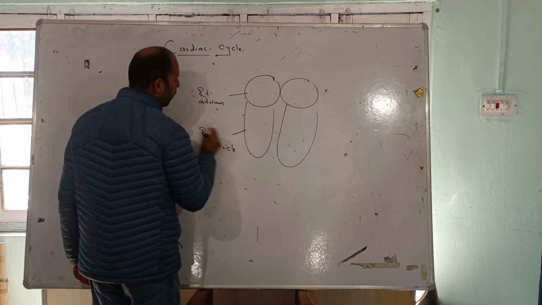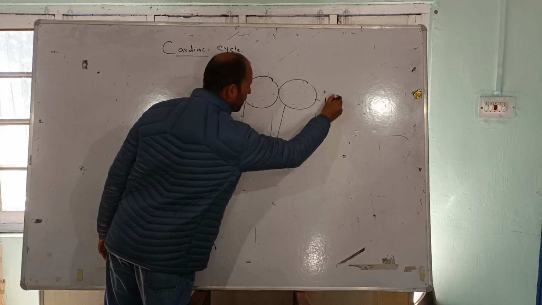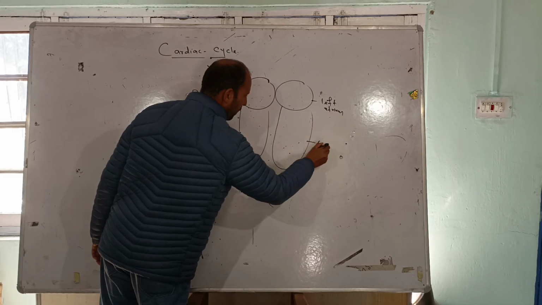Our heart has four important chambers. One is the right atrium, right ventricle. This is here the left atrium of heart, and this is here the left ventricle of heart.